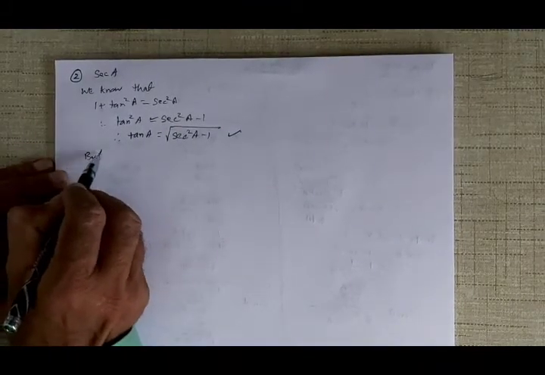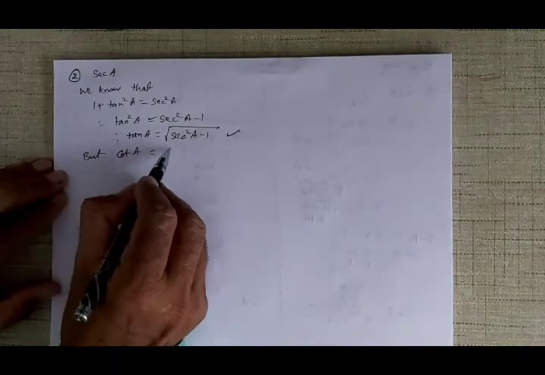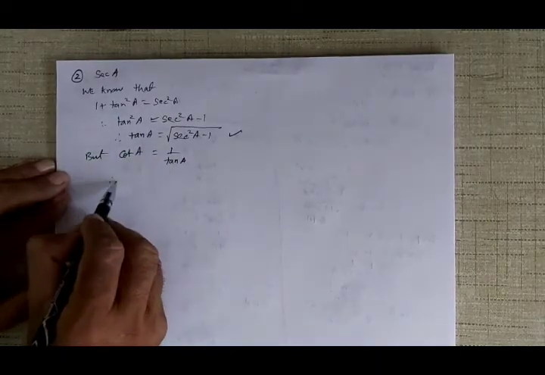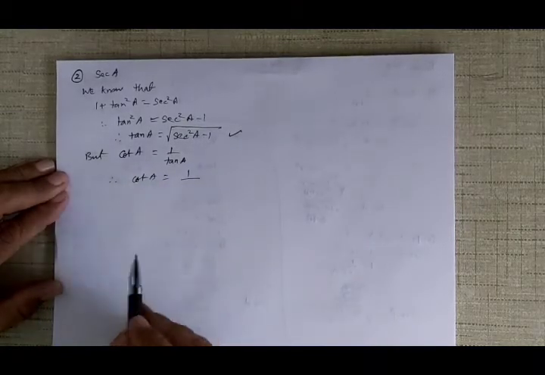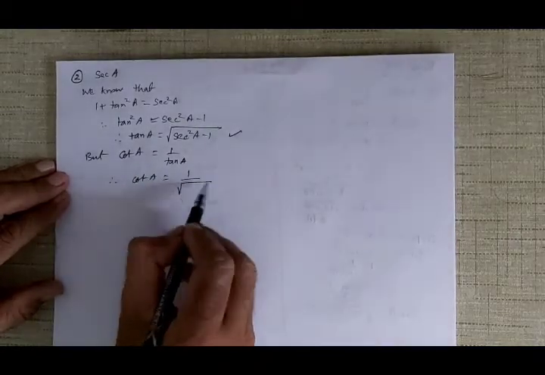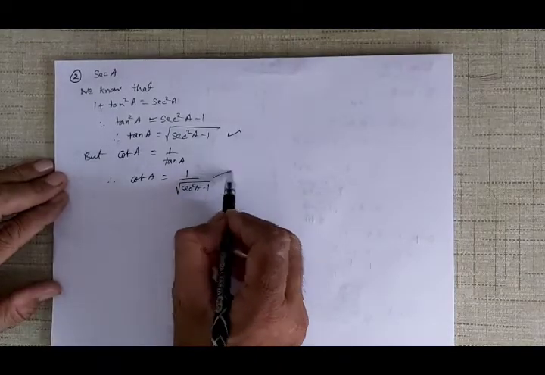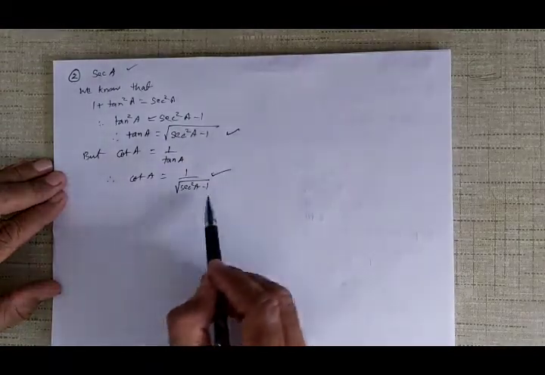But cot A is the reciprocal of tan A. Cot and tan are reciprocals of each other. So therefore, I can write cot A is equal to 1 upon tan A. But tan A is equal to what? Square root of sec square A minus 1. So we got cot A. Okay, so we got sec A, we got tan A, cot A.